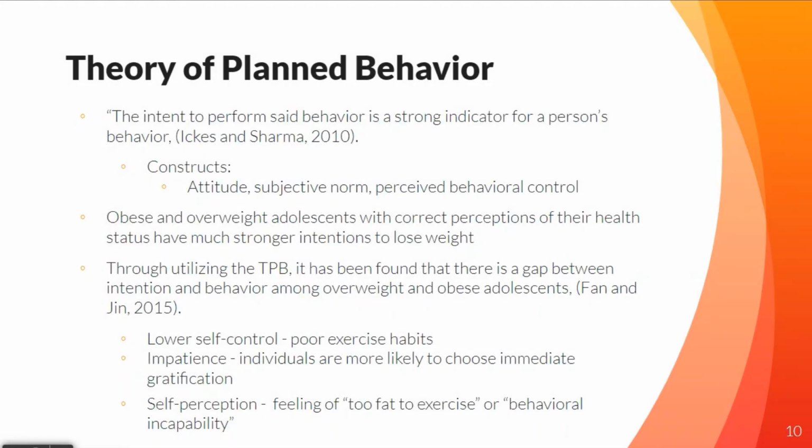First we'll start with the theory of planned behavior, which says that the intent to perform a behavior is a strong indicator for a person's actual behavior. The constructs for this theory include attitude, subjective norm, and perceived behavioral control. Through utilizing the theory of planned behavior, it's been found that there's a gap between intention and behavior among overweight adolescents.